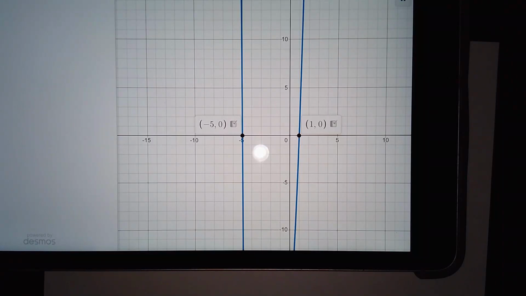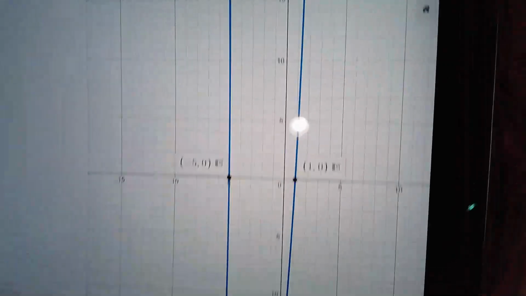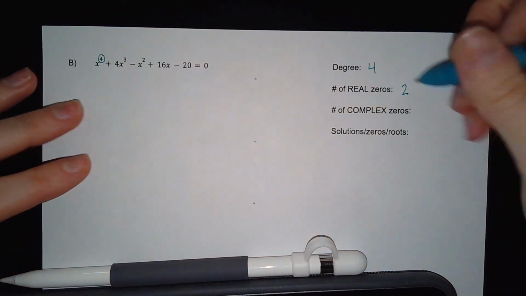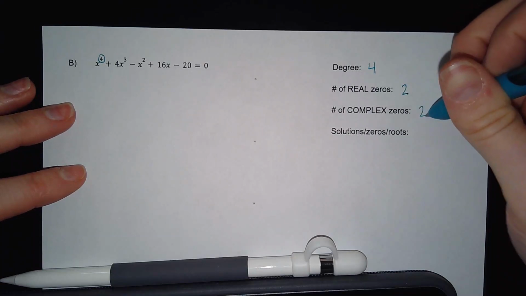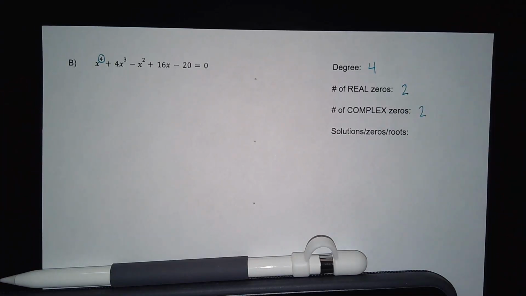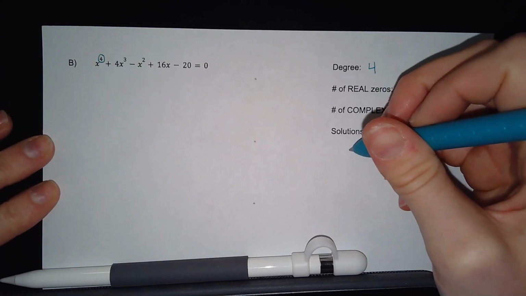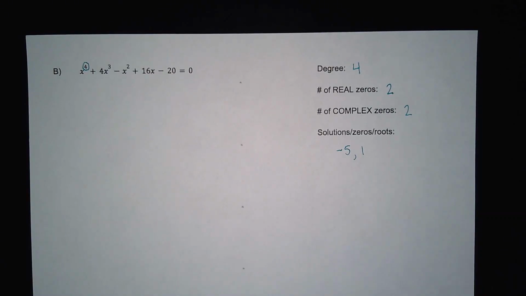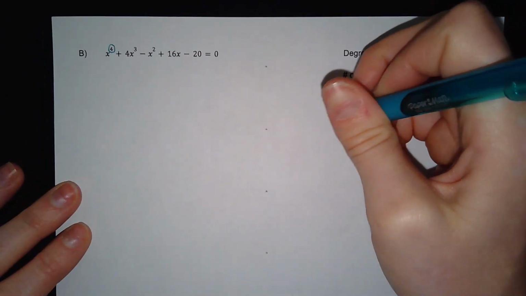Similar to our last problem, I only see 2 points. And if I only see 2 points, that means we're only going to have 2 real zeros. And if we only have 2 real ones, that means the other 2 will have to be imaginary. Those zeros that were on my graph were negative 5 and 1. So I'll go ahead and write those down. That's step 1.